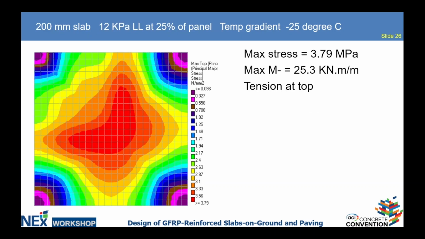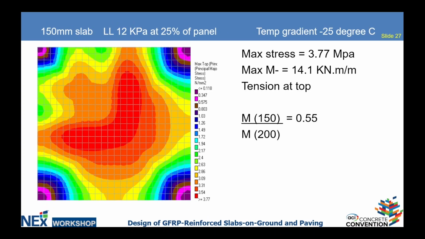So if you apply the 12 kPa at 1/4 of the slab only, you crack the slab as well at the corner. And compared with the 6-inch slab, again, you see this ratio, 55%.